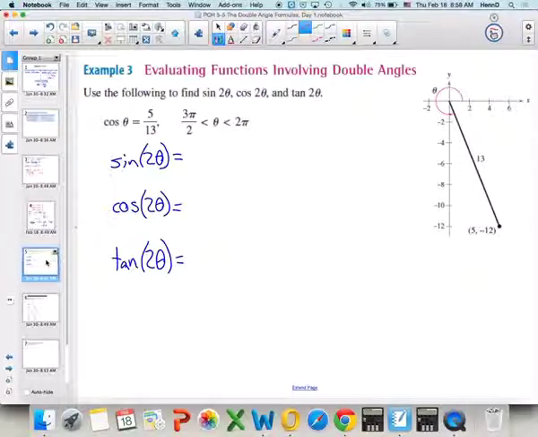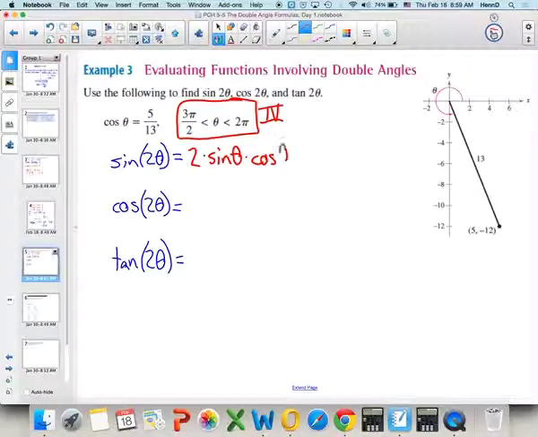So for example here, if I'm told that the cosine of theta is 5/13, and that my angle is between 3 pi over 2 and 2 pi, by the way, what is this telling us right here? Yeah, this is just telling us, hey, we're in the 4th quadrant here. I can figure out the rest of these. Okay? Now, thinking about our formula, sine of 2 theta is 2 times the sine of theta times the cosine of theta. We only know the cosine of theta right now. How would we get the sine of theta? You will use the Pythagorean formula.